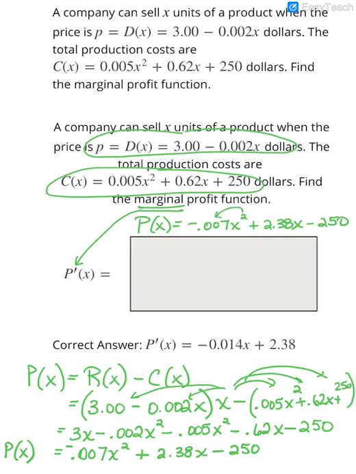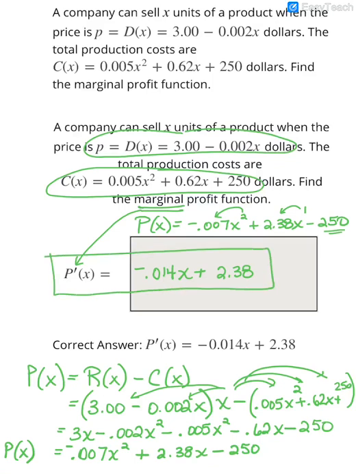So now if I take the derivative of that, I'm going to take this power of 2, pull it to the front and multiply. That'll leave me with a negative 0.014, and then decrease the power of x by 1. And then plus, take my power of 1, pull it to the front and multiply, so that becomes a 2.38. And again, when you decrease that power by 1, you just have x to the 0, which is 1. And then finally, the derivative of the constant is 0. So this is my final, what we call marginal profit function.